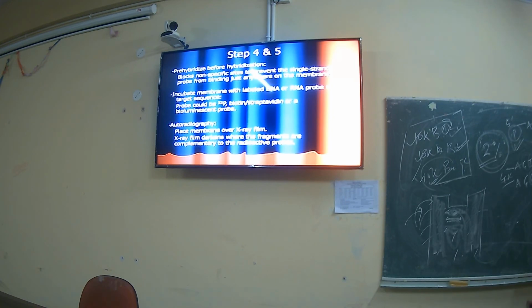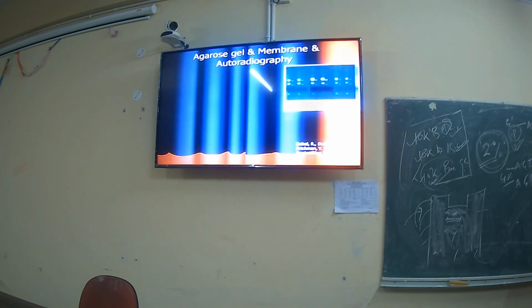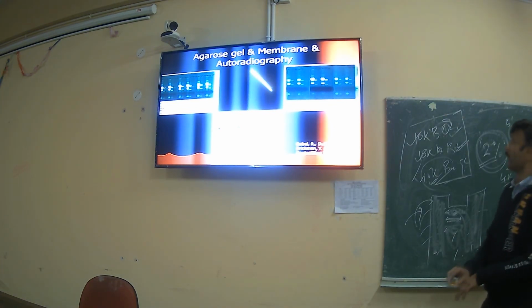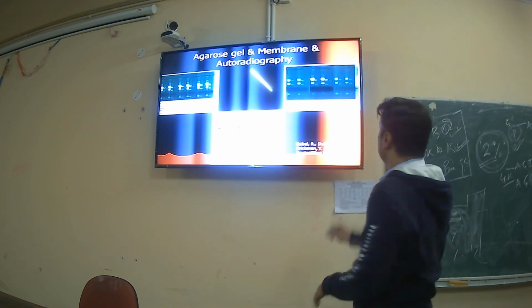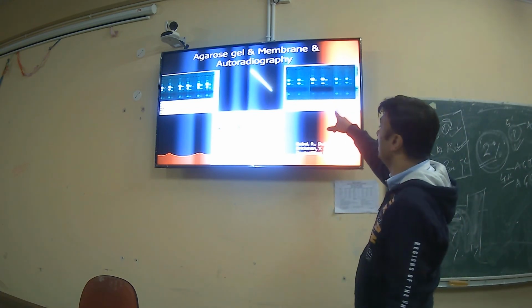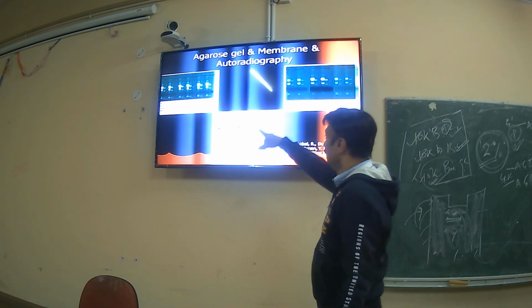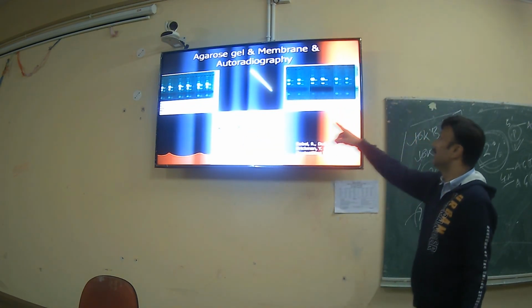Place the membrane over X-ray film, where the visualization will occur for the probe. The X-ray film darkens where the fragments are complementary to the radioactive probe. This is a general autoradiographic method by which you visualize your hybridized probe. Then there is the ethidium bromide stain of RNA after alkaline treatment, and this one is the ethidium bromide stain of RNA after electrophoresis. So that will be the difference.